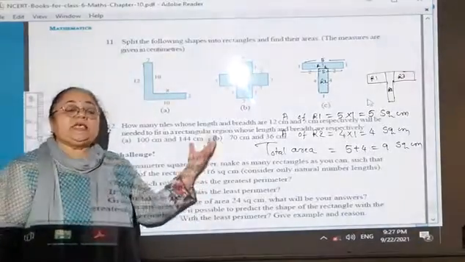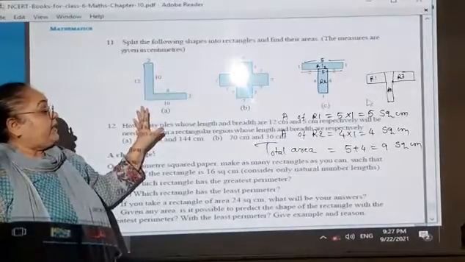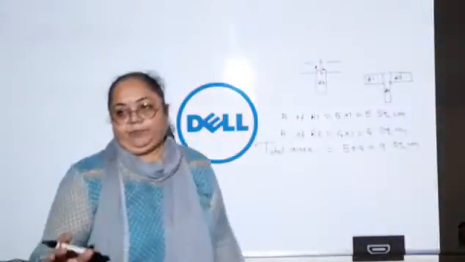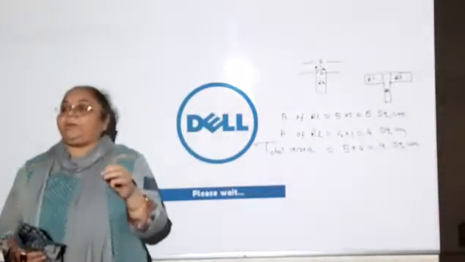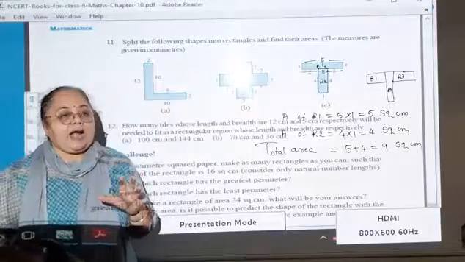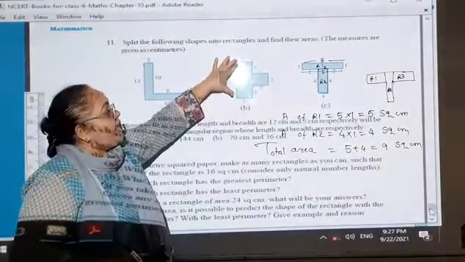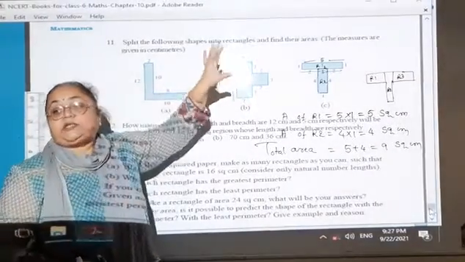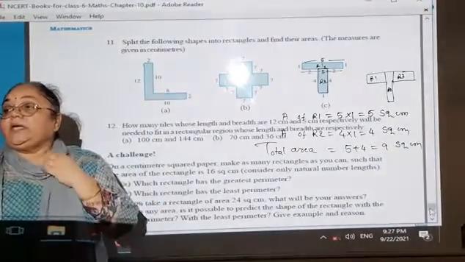Okay. So these questions, question number 11. In question number 11, figure A and figure C are easy. But figure B is a little bit complex. It is not hard, but a little bit complex. So whenever you find this side measurement comes 21, how it comes 21 should be clear in your mind. Otherwise, your measurement will be wrong.